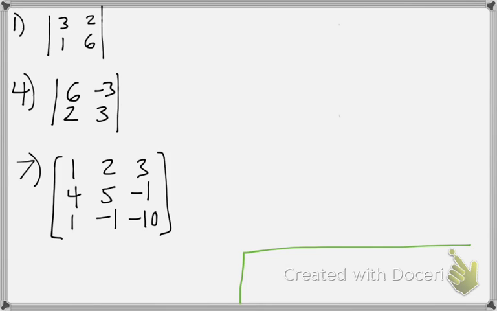So to find the determinant of this matrix, we actually need to take this times this and subtract this times this. So it's not too bad. So 3 times 6 minus 2 times 1. And that should get you 16.